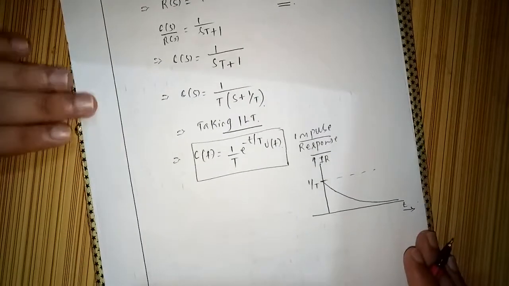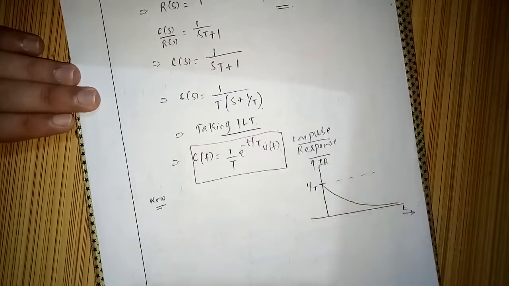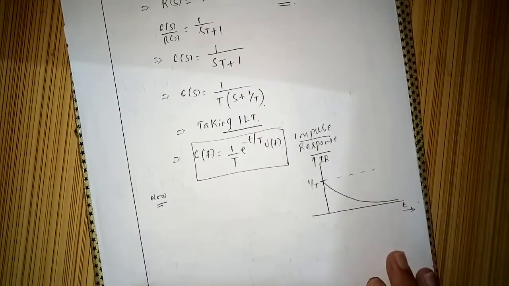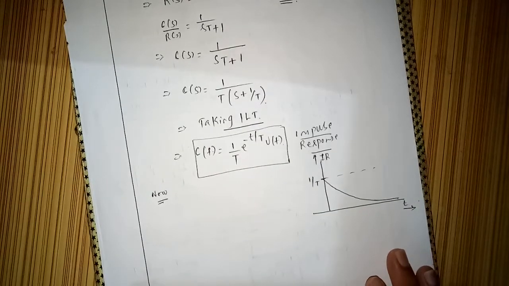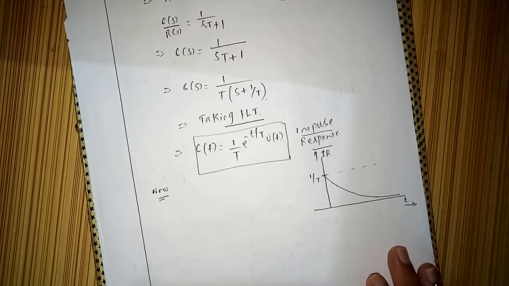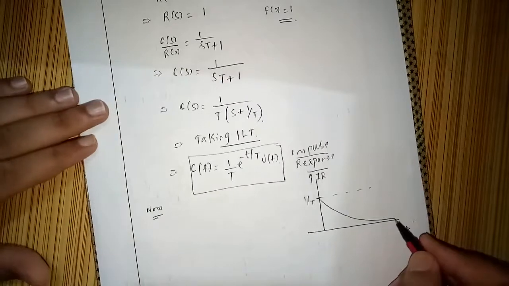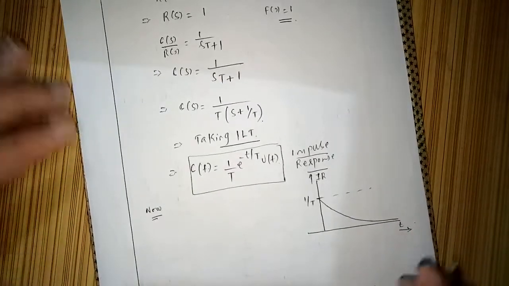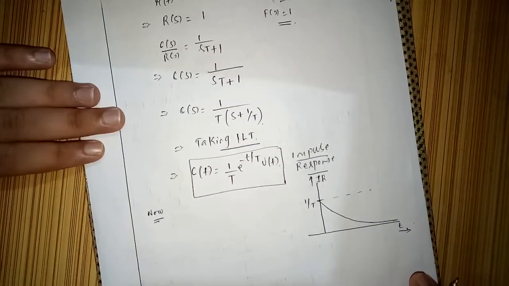Now what does our impulse response signify? First of all, why is impulse response so important? It describes the natural response of the system. So the impulse response represents the natural response or transient part of the system. We are not getting a steady state, right? It's the transient of the system, defined by the impulse response.